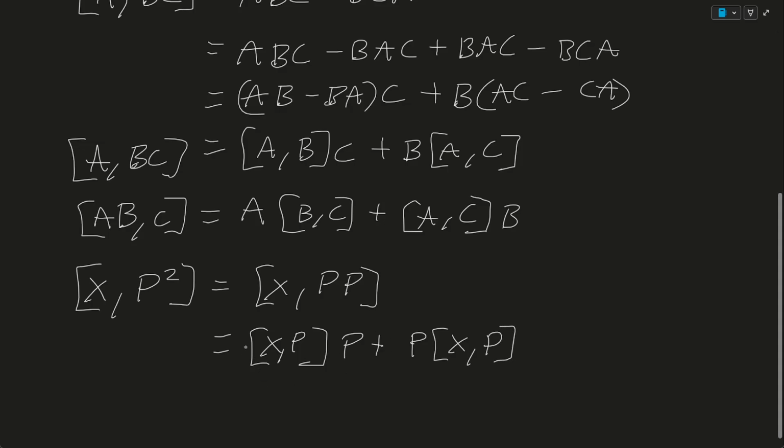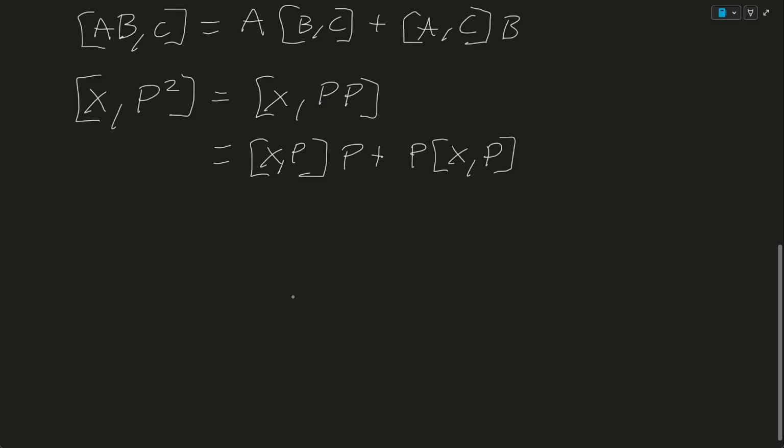We've already computed [x, p], which is going to be iħ, plus p iħ. Now we're working in a regular algebra, so we can combine things as we like. Those should already be in brackets. So this is just going to be 2iħp.